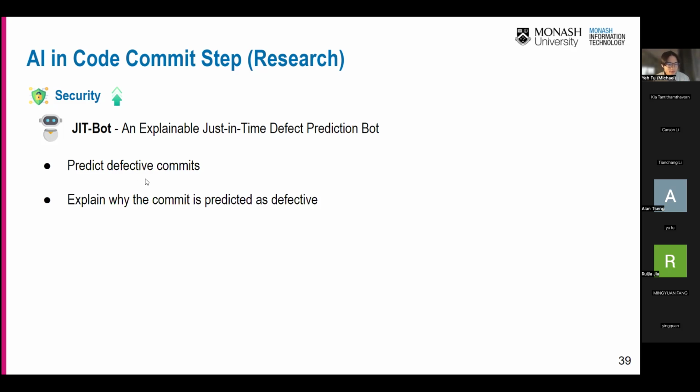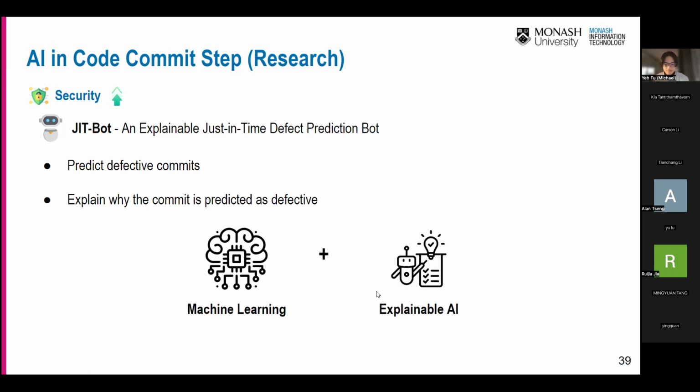So it will predict defective commits and provide some explanation of why this commit is predicted as defective. Because when using a machine learning model, if we don't provide an explanation, probably the developer will not trust the prediction by the machine learning model. So we need to provide some explanation to reason how the model reached this kind of prediction. Yep, so it's a combination of machine learning plus explainable AI.